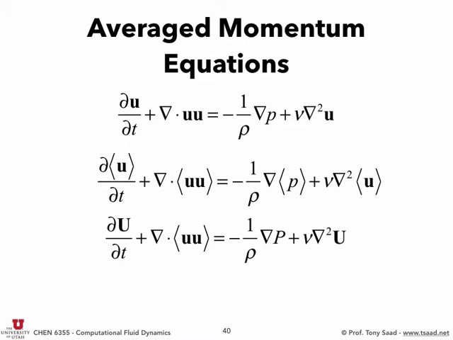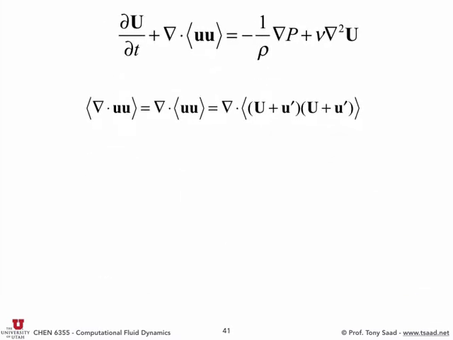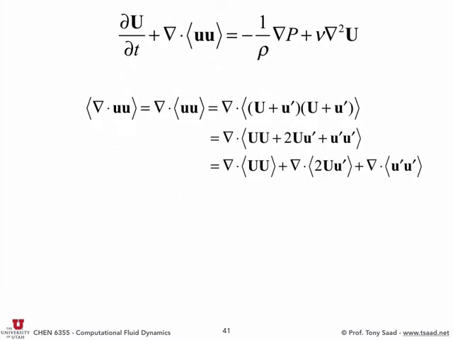So now we still need to figure out what to do with the convective term. Let's apply the same procedure we did earlier for the product. I'm going to decompose u into capital U plus u prime. What happens here is you get UU plus 2U u prime plus u prime u prime, and then you split the average, you get div average uu, which is div of the average of uu.